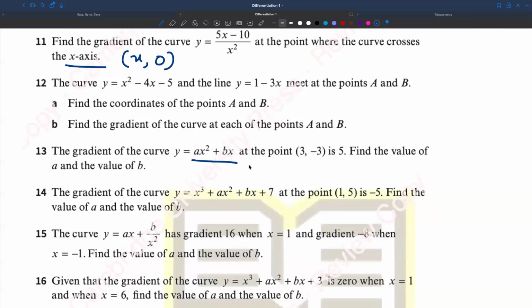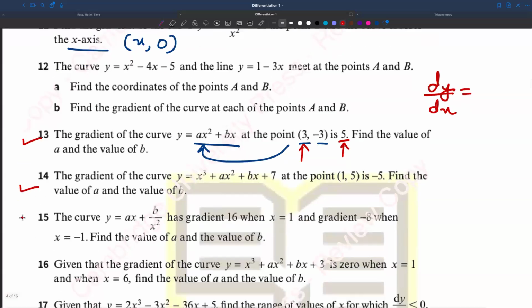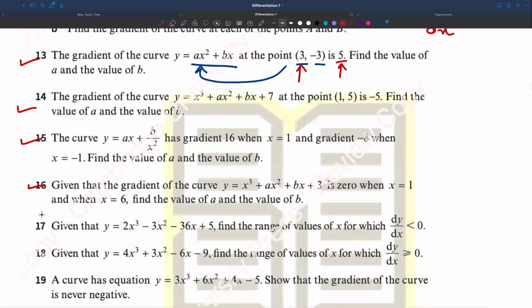In this question, if it says find the value of a and b, it says the gradient. Listen, but don't do anything, just listen and then I will end the class. At the point 3, minus 3. So you can make one equation by substituting 3 and minus 3 in this original equation, right? And you can make another equation by first finding dy dx, right? And then putting x equals to 3 and equating it to 5. You will get two equations, you will get the value of a and b by solving it simultaneously. All of these questions moving forward are similar, beta.